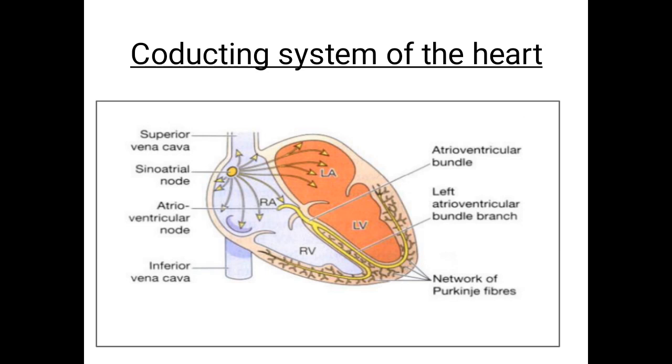So impulses flow from the AV node into the atrioventricular bundle, then down to the Purkinje fibers. From the Purkinje fibers, they cause a ventricular contraction, thereby causing blood to be pumped out of the ventricles, both right and left. That's the conducting system that they talk about when they ask about the conducting system.